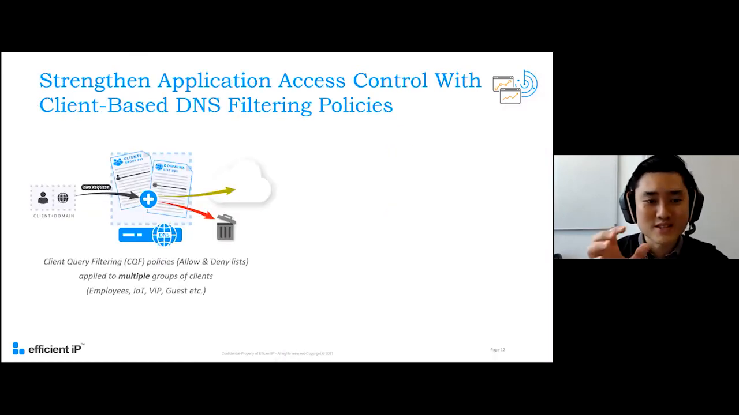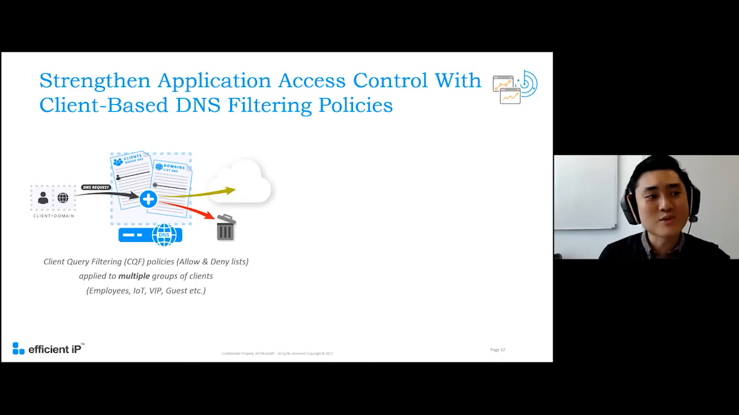EfficientIP also has the client query filtering feature. What does this do? Client query filtering is the ability of our appliance to provide simplified creation and management of multiple groups, and then map them to specific filtering policies applied to individual clients.